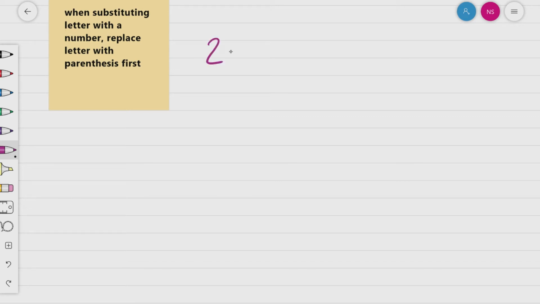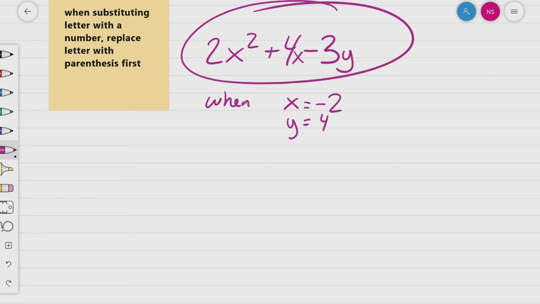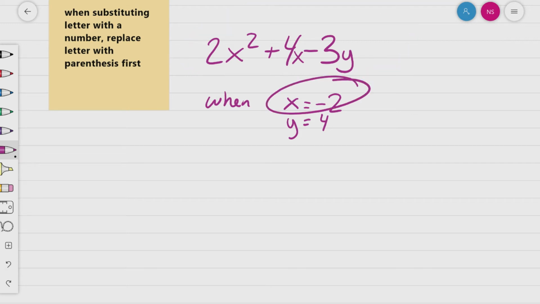So here's the expression: 2x squared plus 4x minus 3y. Let me put an x there. Let me put a y here too, just for the heck of it. When x equals -2 and y equals 4. All right, so there's a problem. Evaluate the following expression. So solve this problem when your x equals -2 and your y equals 4.